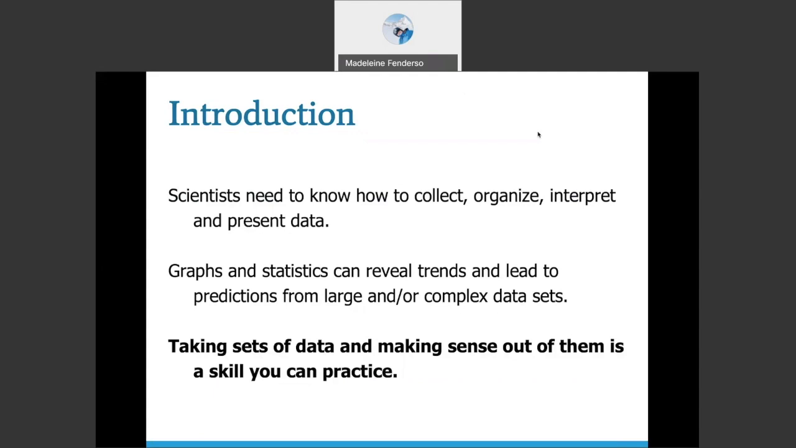So scientists need to know how to collect, organize, interpret, and present data. Graphs and statistics reveal trends and lead to predictions of large and/or complex sets of data. Taking big sets of data is basically useless when you're trying to explain it to other people or demonstrate it in a journal if you don't make sense of it via statistics, and graphical analysis is a really great way to condense the information that you collected and easily show it so others can interpret it.